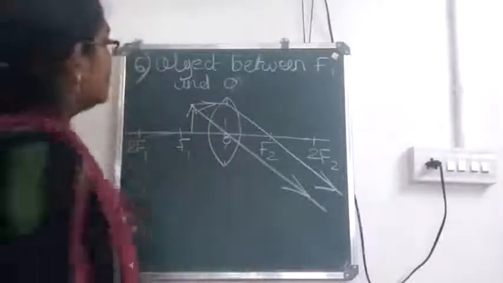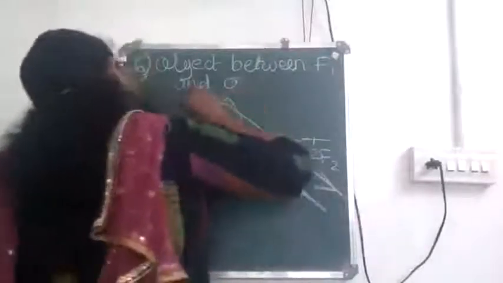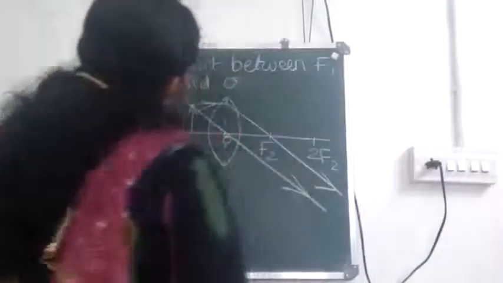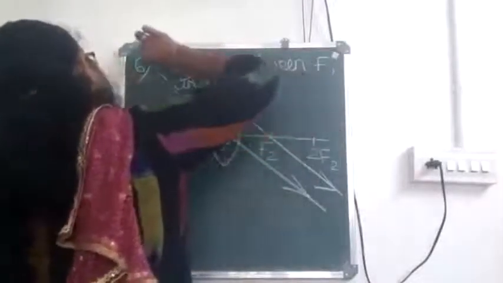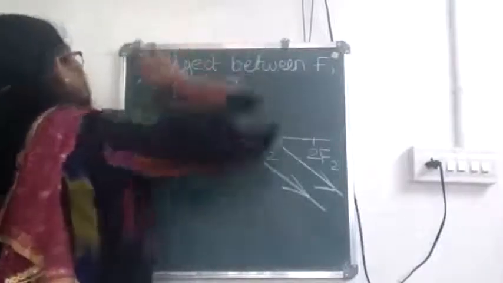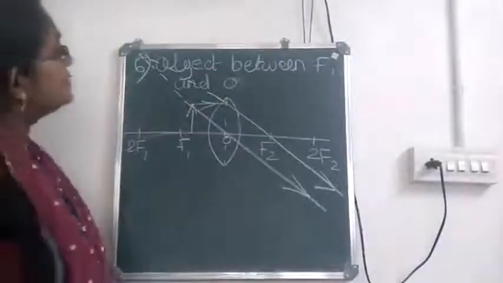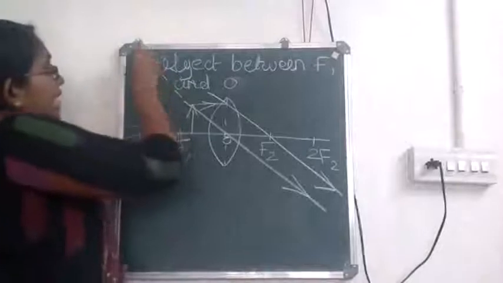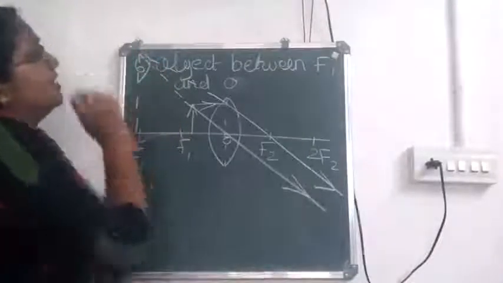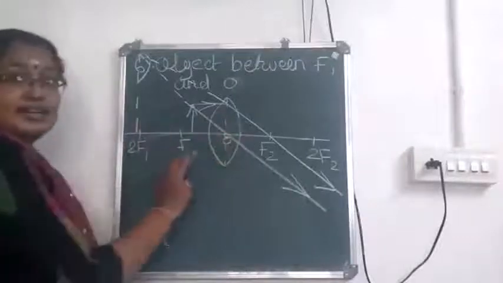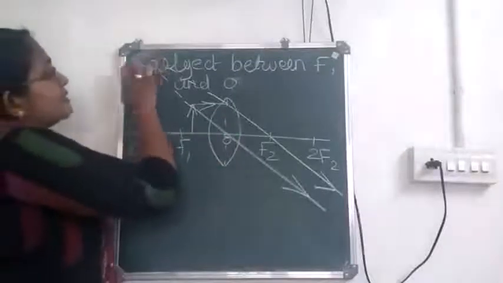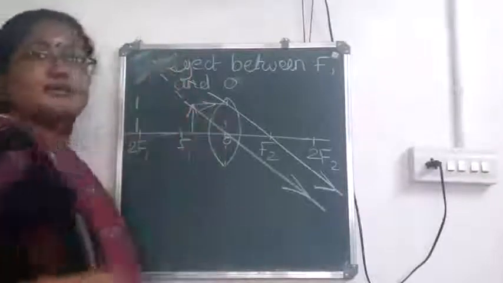So what we have to do? We have to extend the refracted rays in the backward direction. So when we extend the refracted rays in the backward direction, it meets at a point. And from there, we will be drawing the image. And here we are extending the rays. Shall I read this part? Else it won't be clear for you.